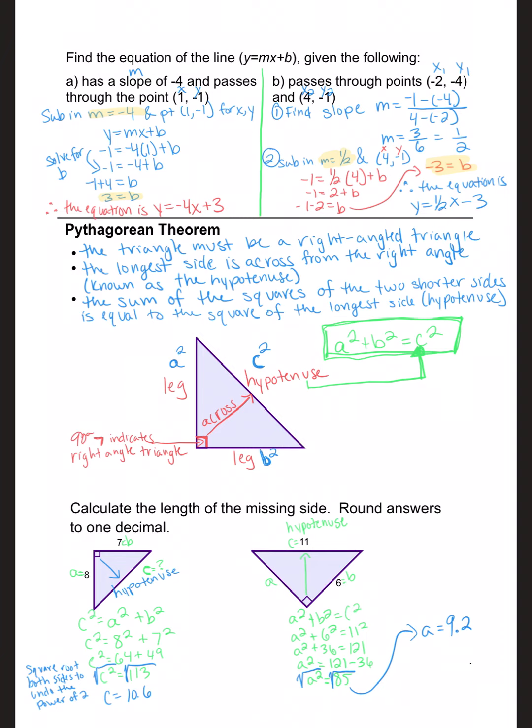And especially with the Pythagorean theorem, you're going to see that it's usually going to ask you to round to 1 decimal, but just pay attention in the question to what it is asking us to round to. And in this question, it says round answers to 1 decimal.